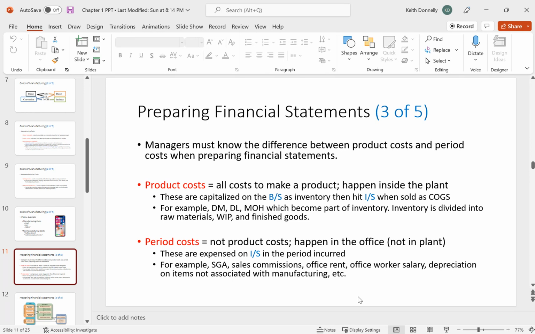In distinction, when we're preparing financial statements, we have to be aware of period costs. These are basically costs that aren't product costs, and they happen traditionally in the office, not in the manufacturing plant. So these are expensed on the income statement in the period incurred. As they happen, you expense them. Like SG&A, sales, office rent, office worker salaries, depreciation, basically depreciation on items not in the manufacturing plant. But these are things you expense as you incur them.